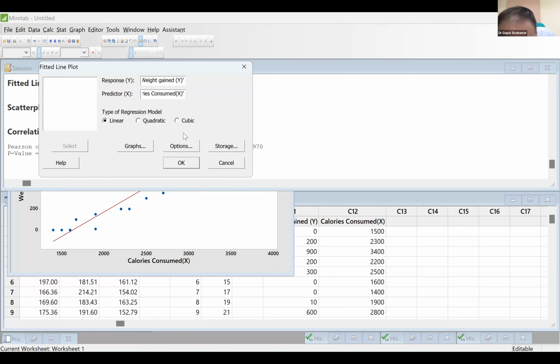Which one will be best to suit? Do you want to go with linear or with cubic? Linear. Well, how are you telling? Because just now you have seen it in your scatter diagram, isn't it? Just now we have seen in the scatter diagram. That's how you make a choice.